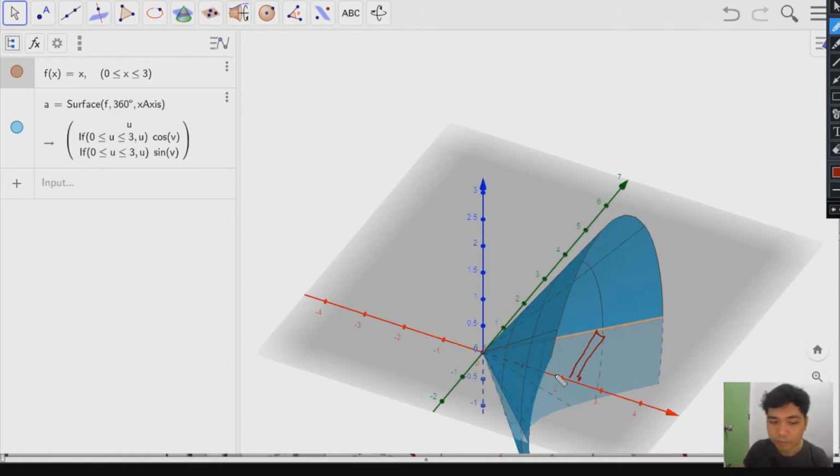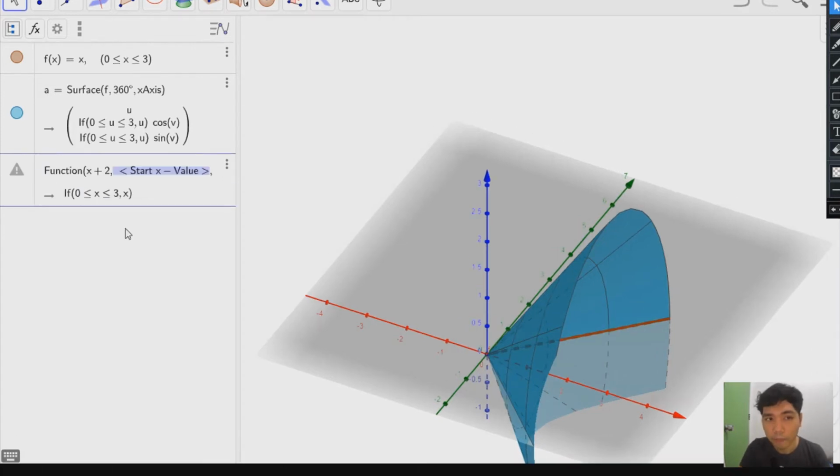So, ganun siya. Now, what if we have another function? Let's say, maglalagay pa ako ng isang function. Let's say that is g of x. And then starting value ko would be, let's say, starting from 2 and then ending up with also, let's say, 3. Okay? So, yun yung aking new function, and that's g of x.